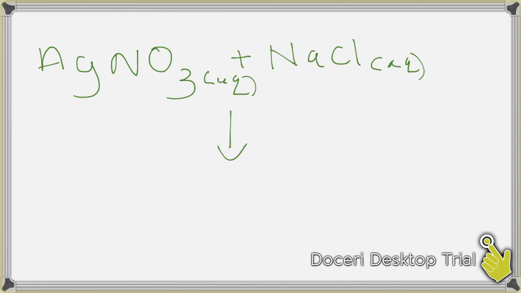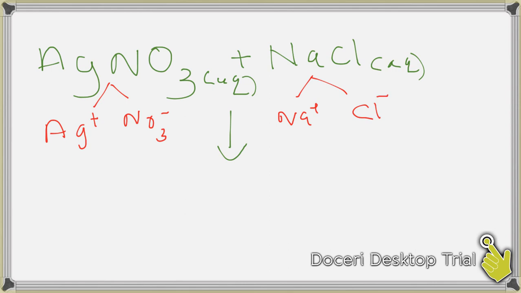And then how do you predict the products? In order to predict the products, this is an important thing you need to know. Think about whether these are ionic compounds or covalent compounds. Silver is a metal, and nitrate is a polyatomic ion, so this is ionic. Both are ionic compounds. An ionic compound has a cation, which is Ag plus, NO3 minus, Na plus, Cl minus.